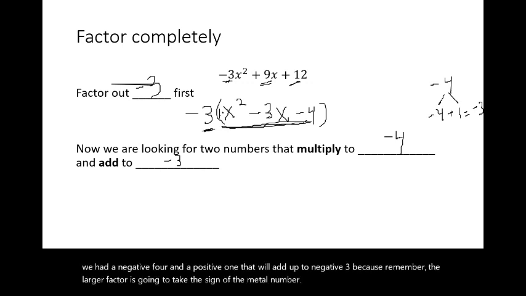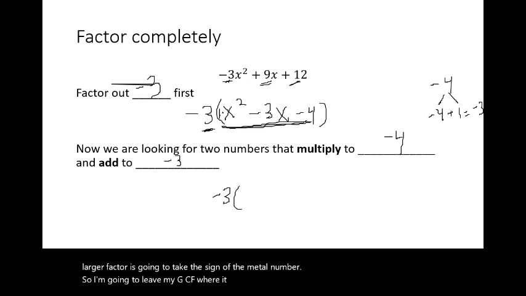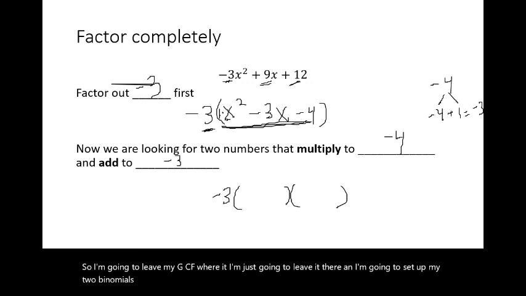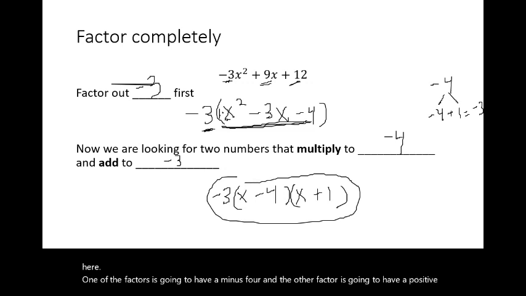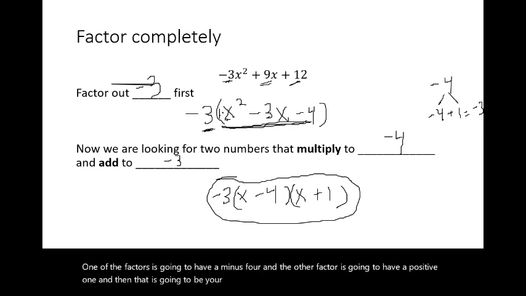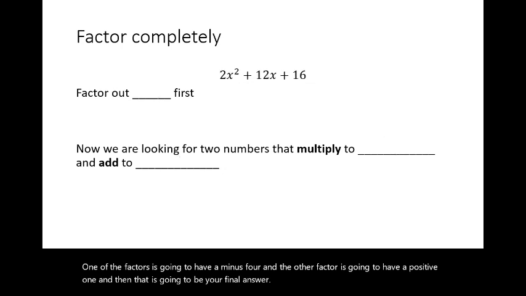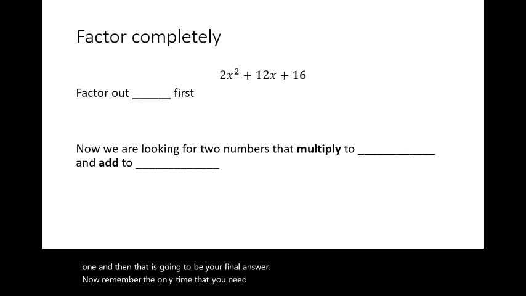So I'm going to leave my GCF where it is. I'm just going to leave it there, and I'm going to set up my two binomials. In order to multiply to a 1x squared, there needs to be an x here and an x here. One of the factors is going to have a -4, and the other factor is going to have a +1. And then that is going to be your final answer. Now remember, the only time that you need to factor out a -1 is if the leading coefficient is negative.